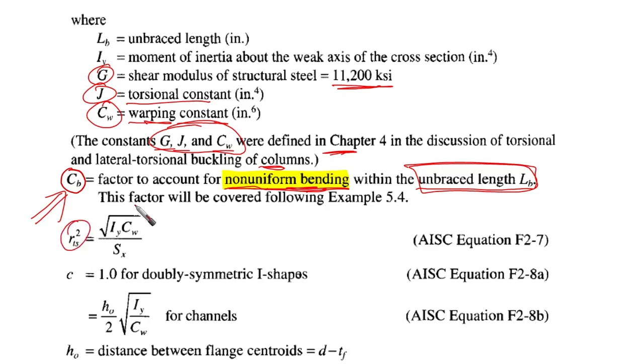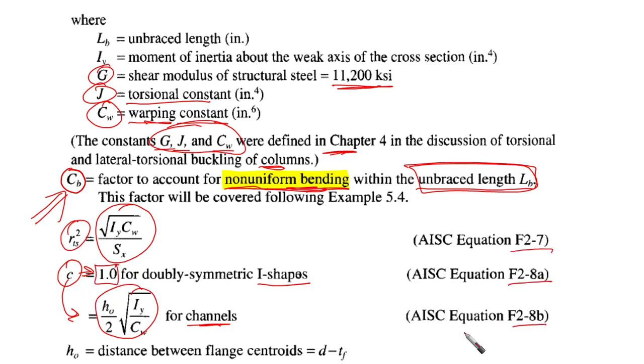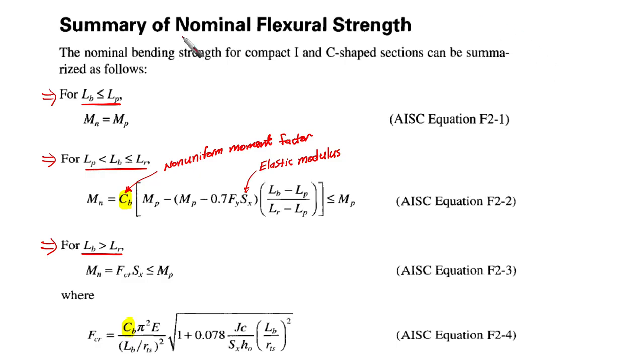RTS squared is related to three main parameters: IY, C warping, which is the warping constant, and the elastic section modulus. Whether we take it as 1 or use this equation, for channels and for I shapes we take it only as 1, and you can find them in these equations in AISC. H node is the distance between flange centroids, D minus TF. This is what you are going to do. The summary of the nominal flexural strength for compact sections. I'm talking about compact sections. Remember that we are talking about compact sections.